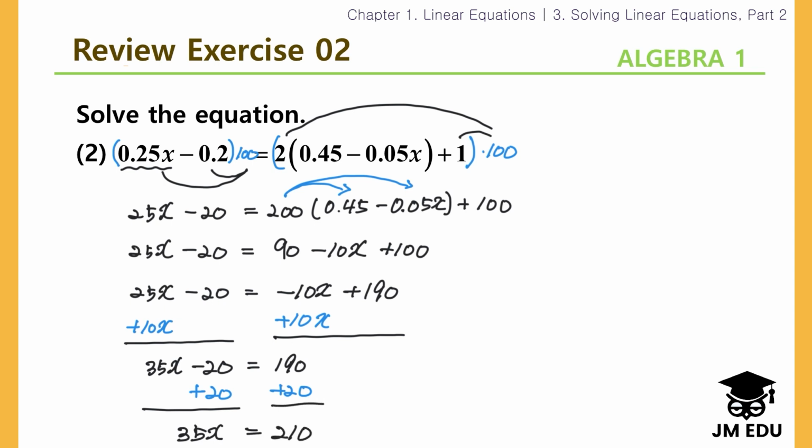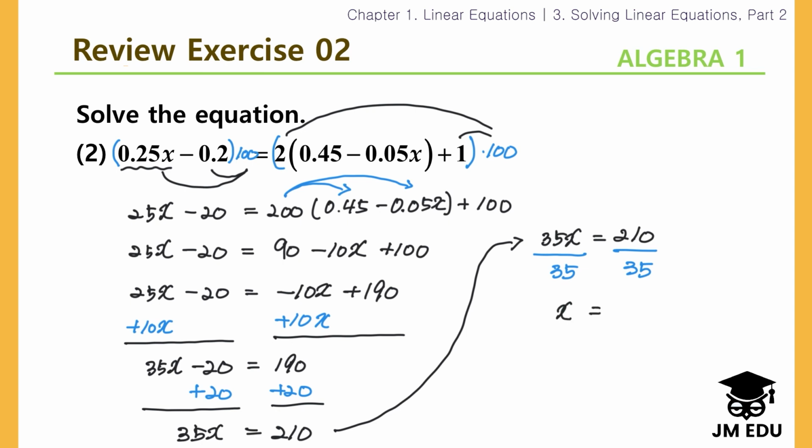So let me write this expression right here. We have 35x is equal to 210, right? So I'm going to divide this expression by 35, right? So left hand side is equal to x. Right hand side, let's simplify that.